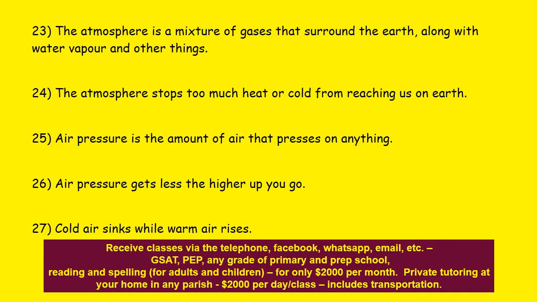Okay, so let's discuss this. What is on this screen? The atmosphere is a mixture of gases that surround the earth, along with water vapor and other things. Water vapor is like steam. It's like a gas, but it's like water coming up in the form of a gas. Okay, it kind of looks like smoke. Like when you're cooking your food, you can see steam coming out of the pot. We haven't been cooking as yet, so I don't think you know what water vapor, what steam is.